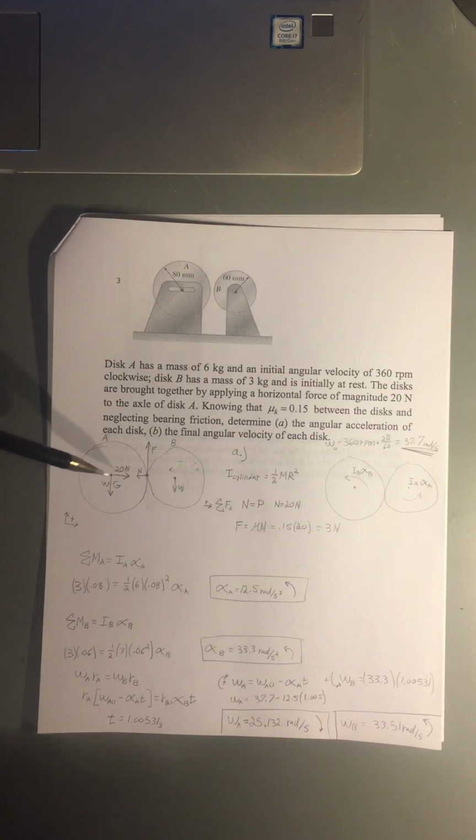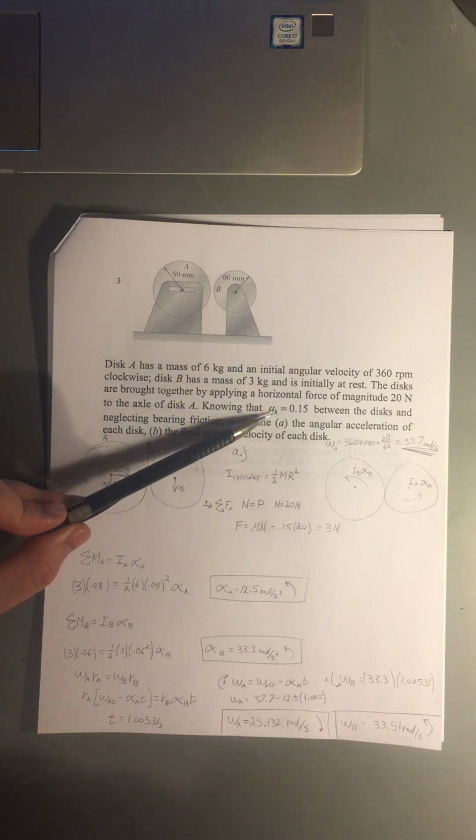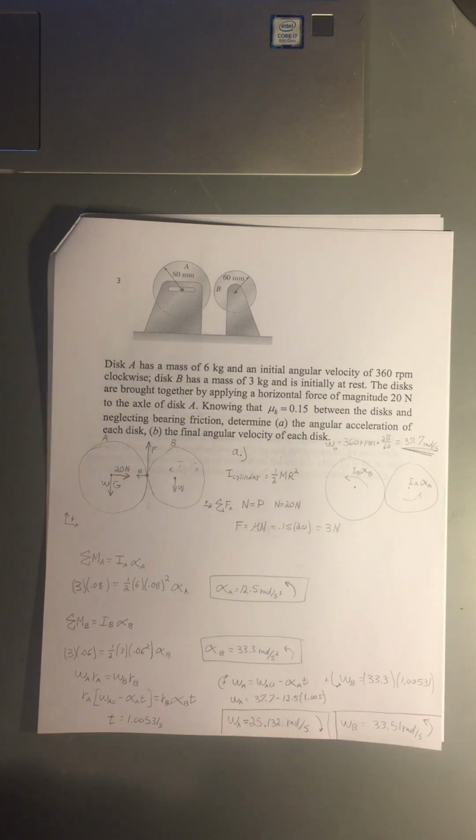Looking at this, we know that there's going to be a normal force pushing back from this force that was 20 newtons, given in the problem. And then there will also be a force of friction that causes these two to start to turn when they come in contact. And we're told that the coefficient of friction mu k equals 0.15.